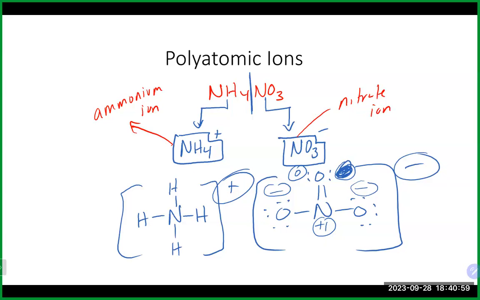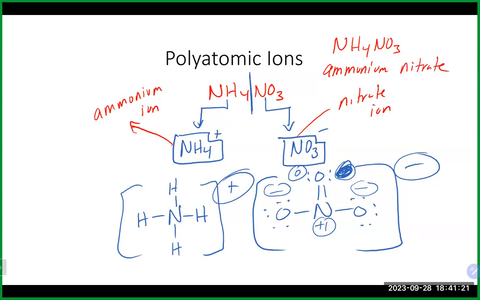Whenever you have a polyatomic ion involved, you just use the name. So it doesn't matter how many you have of them. It is just the name of the polyatomic ion. So this guy together, when we put it together, is known as ammonium nitrate.